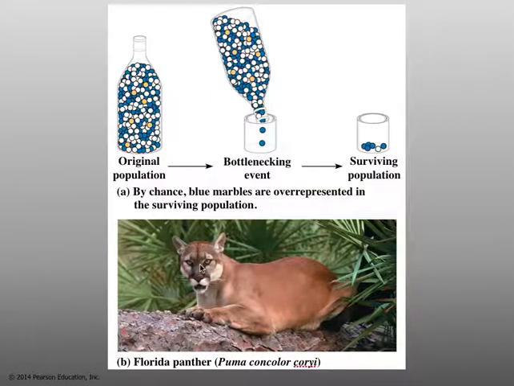Okay, so here's a diagram showing that. We have the original population. There's several different alleles, a few random ones in there, and it gets bottlenecked, or the population is reduced. The only population surviving does not have these yellow beads in it. In other words, that yellow bead is now extinct and won't show up in future populations. There's our Florida panther.